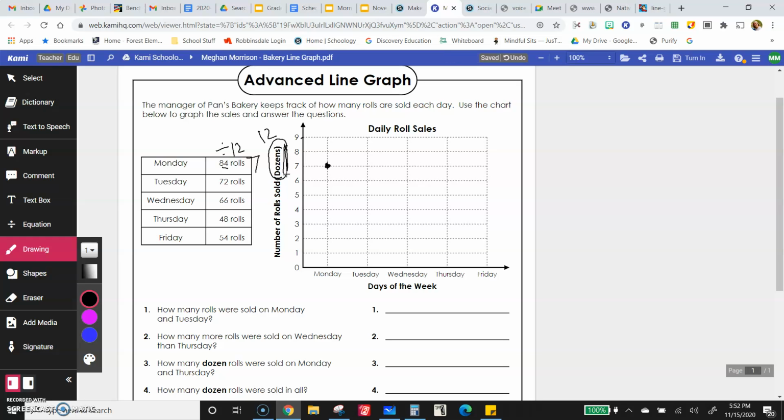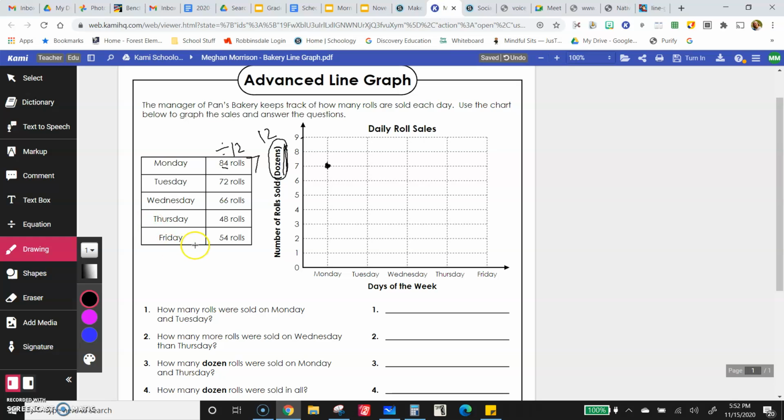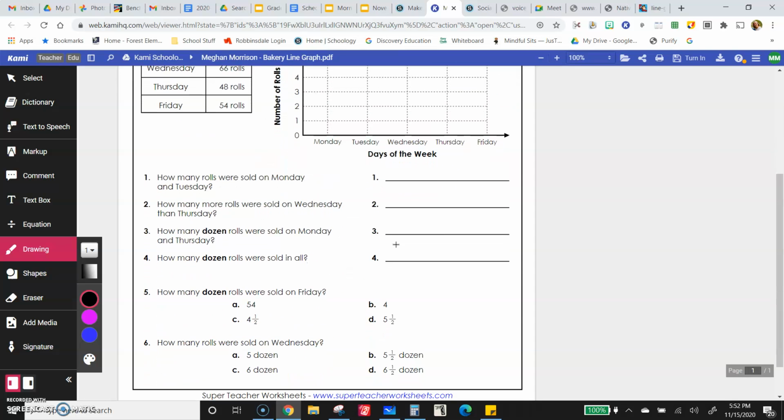There are some questions to answer once you are done making your line graph. One note, this one is again counting as your exit slip, so I will grade this one to see how well you can turn a table into a line graph. That doesn't mean I won't help you. I will still help you if you need it. Just let me know if you are confused.